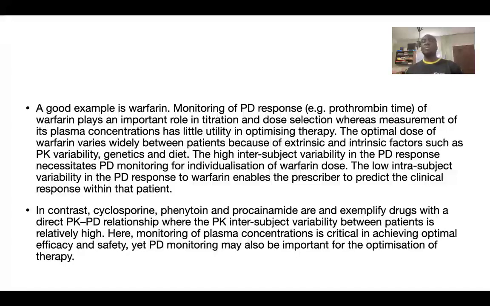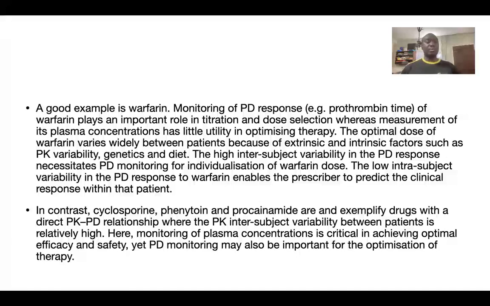So once you individualize treatment for a particular patient, if the patient's renal function and other important parameters do not change suddenly, then you can predict what the next prothrombin time will be. If you increase the dose, you can predict what the next prothrombin time would look like.